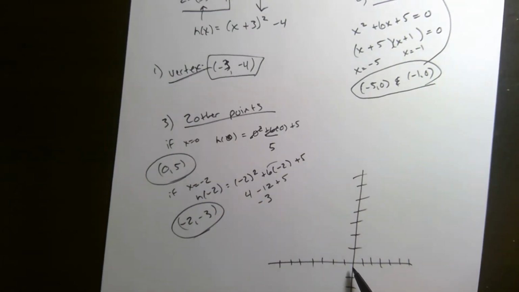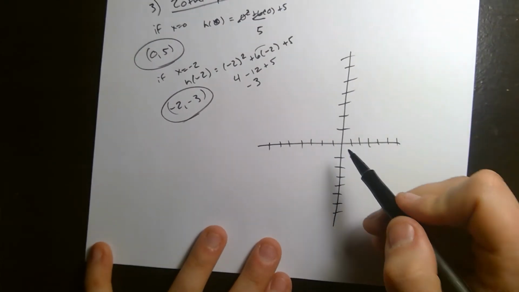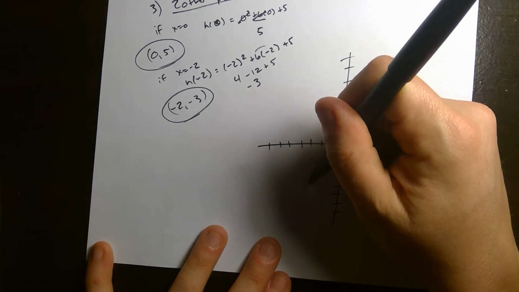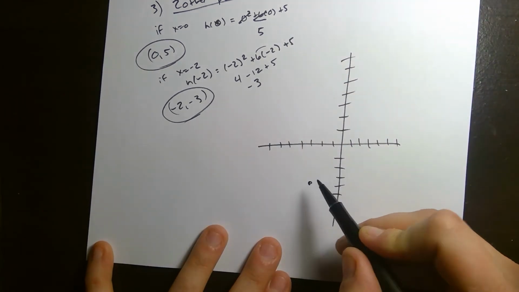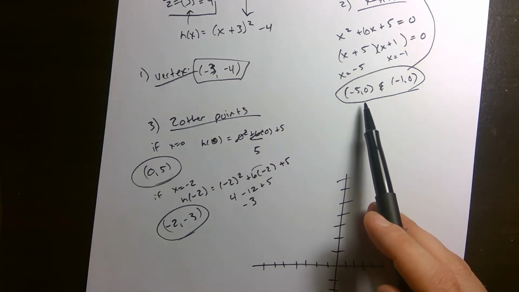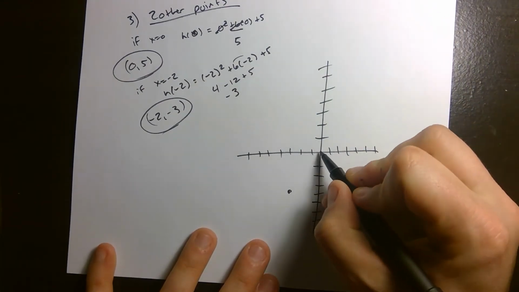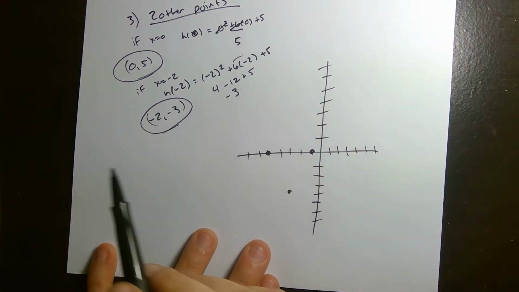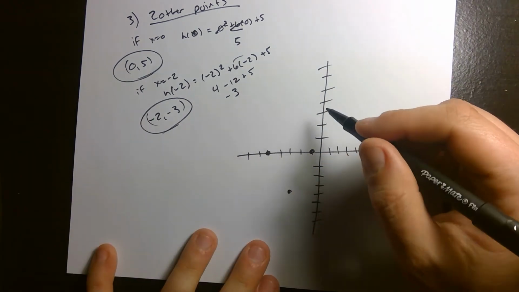So from the origin, I'm going to go left 3, down 4. So 1, 2, 3, and then down 4. 1, 2, 3, 4. So about right here. There's my vertex. Okay, let me graph the intercepts, which are, the x-intercepts, -5, 0, and -1, 0. And so over to the left 1, 2, 3, 4, 5. Okay, got that.